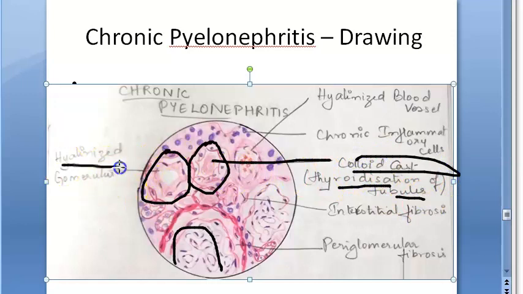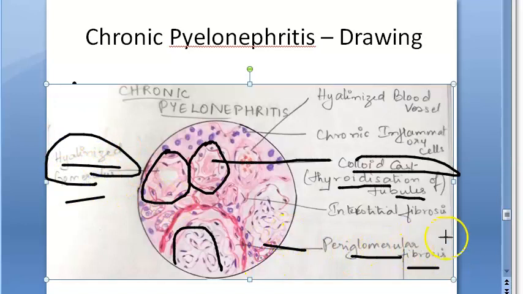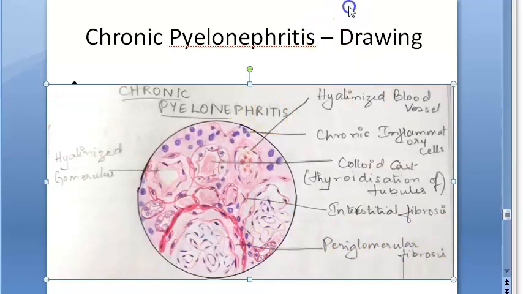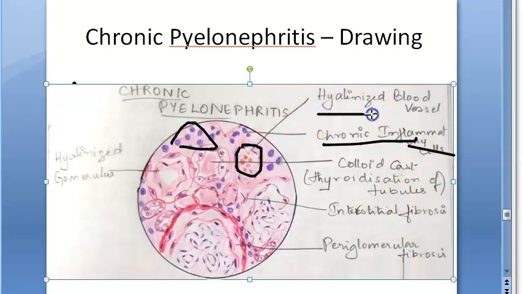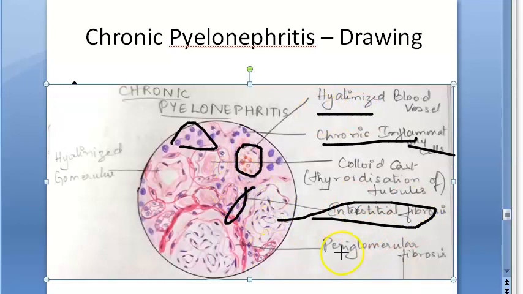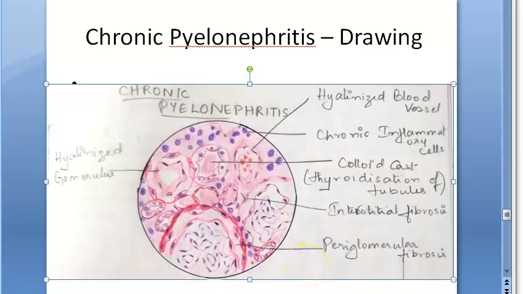Here you can see glomerulus is hyalinized. So here you can see one more thing, periglomerular fibrosis. So there is hyalinization, there is fibrosis of the glomerulus. Then you can see a lot of inflammatory cells, chronic inflammatory cells. Name the cells: neutrophils, plasma cells, lymphocytes, yes. Then the blood vessel also has got hyalinized. There is interstitial fibrosis. So there are so many fibroblasts drawn here, interstitial fibrosis. So this is the microscopy of chronic pyelonephritis that you will have to draw if they ask you. Okay. Let's go to the details.